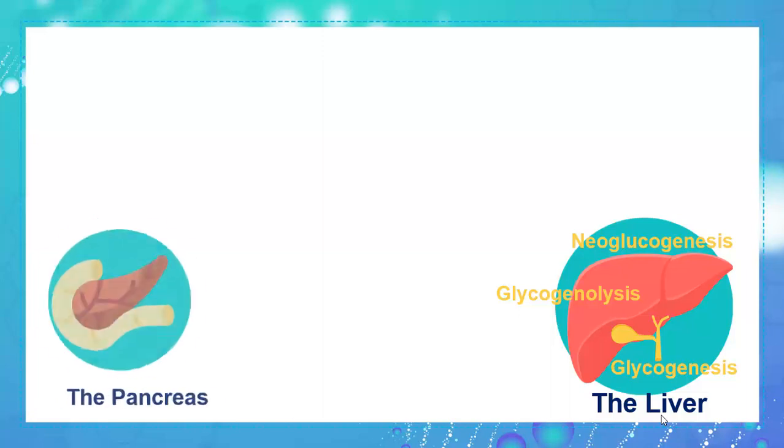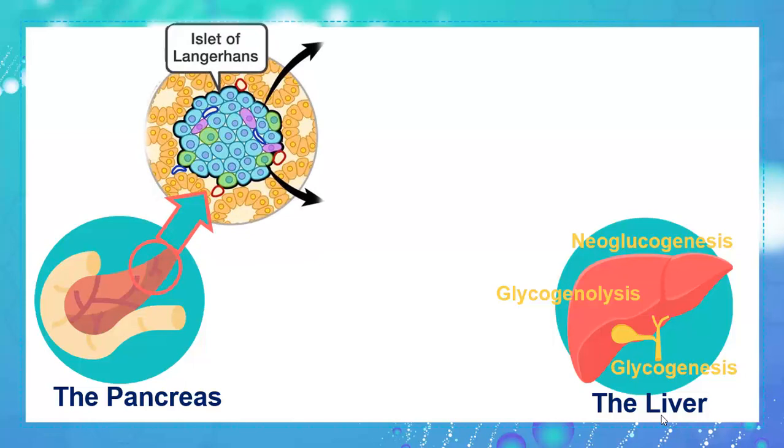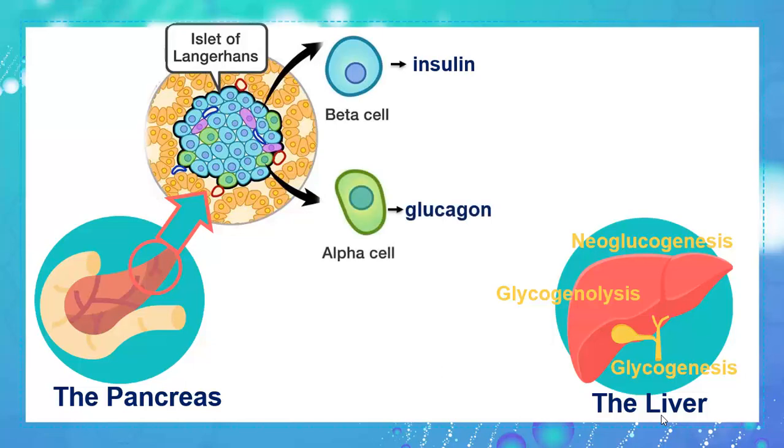Previously, we've learned that the liver involves 3 reactions concerning glycemia, and these reactions must be regulated with the help of the pancreas, which is a mixed gland. The endocrine part of the pancreas is found in the islets of Langerhans, which are made up of 2 types of cells, the beta cells that secrete insulin and the alpha cells that secrete glucagon.